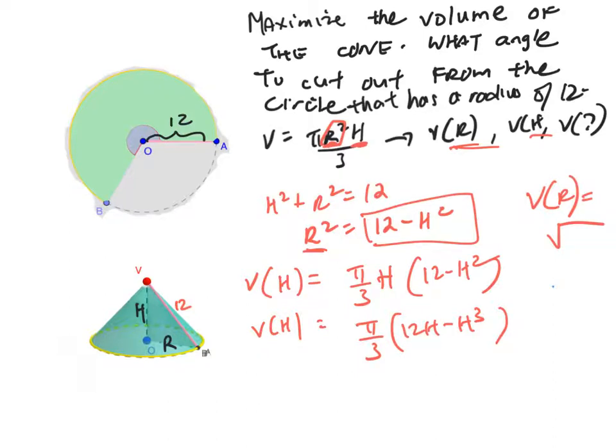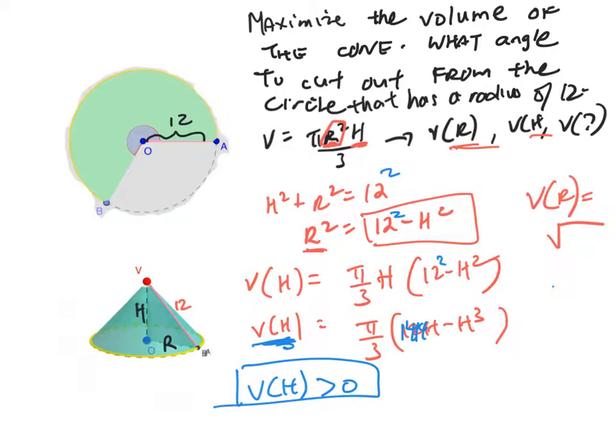Before I move on to restrictions for h, I made an error. We're going to have to put a 12 squared, so we'll just make this 144. After this, we're going to have to find the restrictions for h, meaning h is going to be positive. But if you didn't know that, one thing you should know is that the volume must be greater than 0. So we're going to be solving inequalities in the next slide to solve for the restrictions of h.